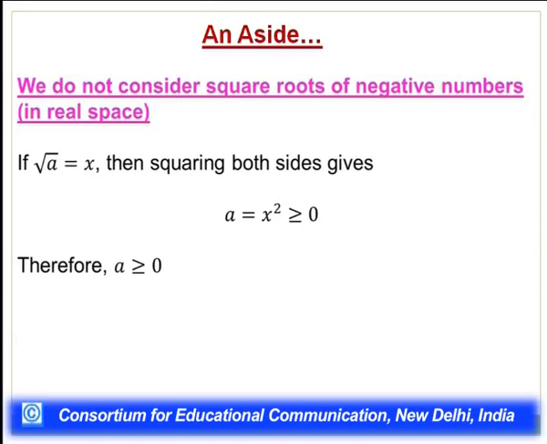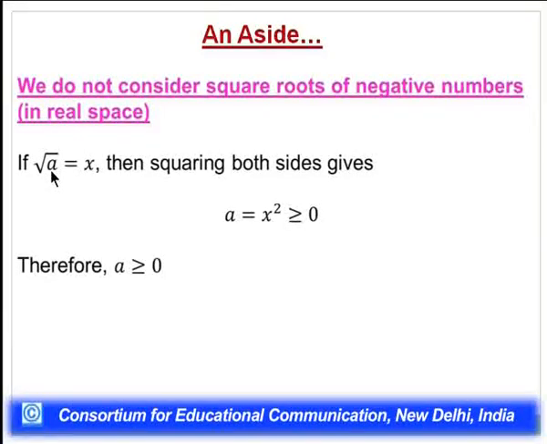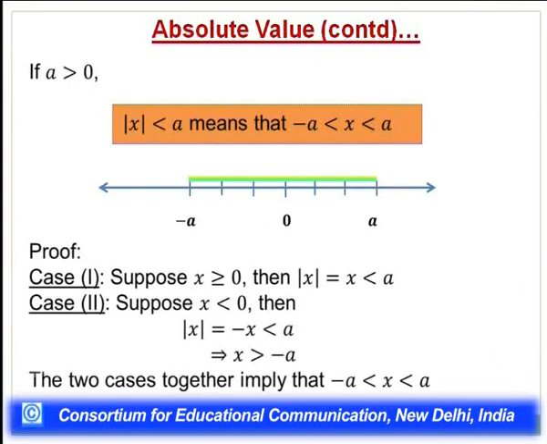So as far as this course is concerned, please make sure that whatever expression you have under the square root sign, or the radical sign, should be greater than or equal to 0. It should not be negative. And to see this formally, suppose we are taking the square root of a number a, and let's call the square root x. Then squaring both sides will give a is equal to x square, and x square is always greater than or equal to 0. So therefore a also has to be greater than or equal to 0.